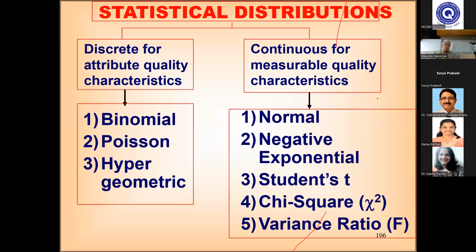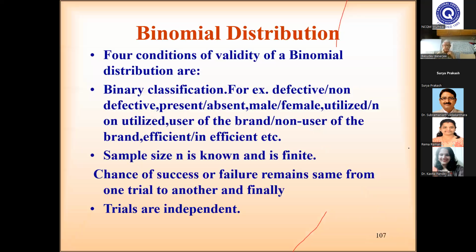Okay. So statistical distributions are basically two types. Discrete, or attribute quality difference, and in that we'll be talking about binomial, Poisson, and hypergeometric, basically binomial and Poisson. Continuous, for measurable quality characteristics, which we have talked quite a lot about, normal, and that is sufficient for you. Negative exponential, Student's t, chi-square, and variance ratio we will not talk about. So normal I have talked to you. Tomorrow morning, we shall be spending time with binomial and Poisson distribution straight, and their applications. So this is what we shall do tomorrow early morning.